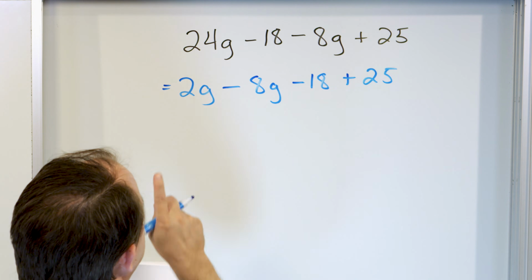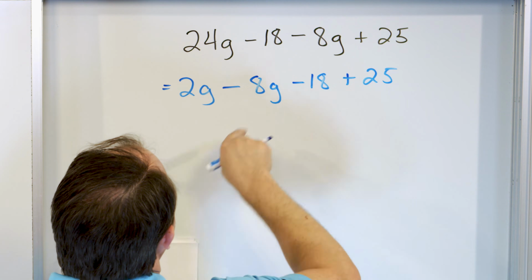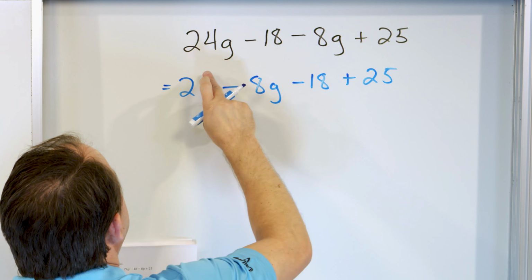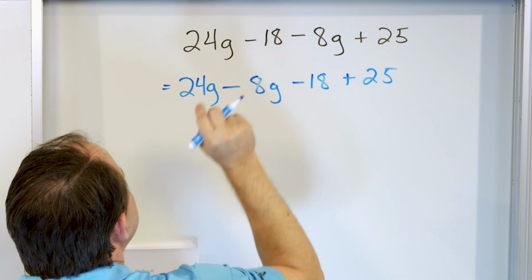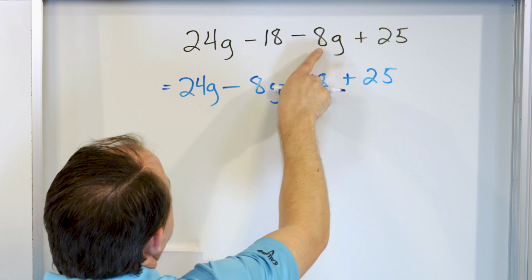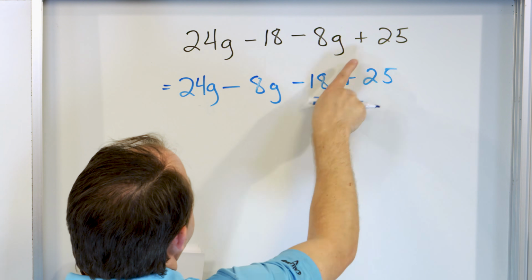Now, what do I have? Look, I already have a typo here. When I rewrote this down, I was careless. See, this happens to everybody, right? It's not 2g, it's 24g. And it's not 8 here, or it is 8 here, sorry, that's correct. And then the 18 is there and the 25 is there.